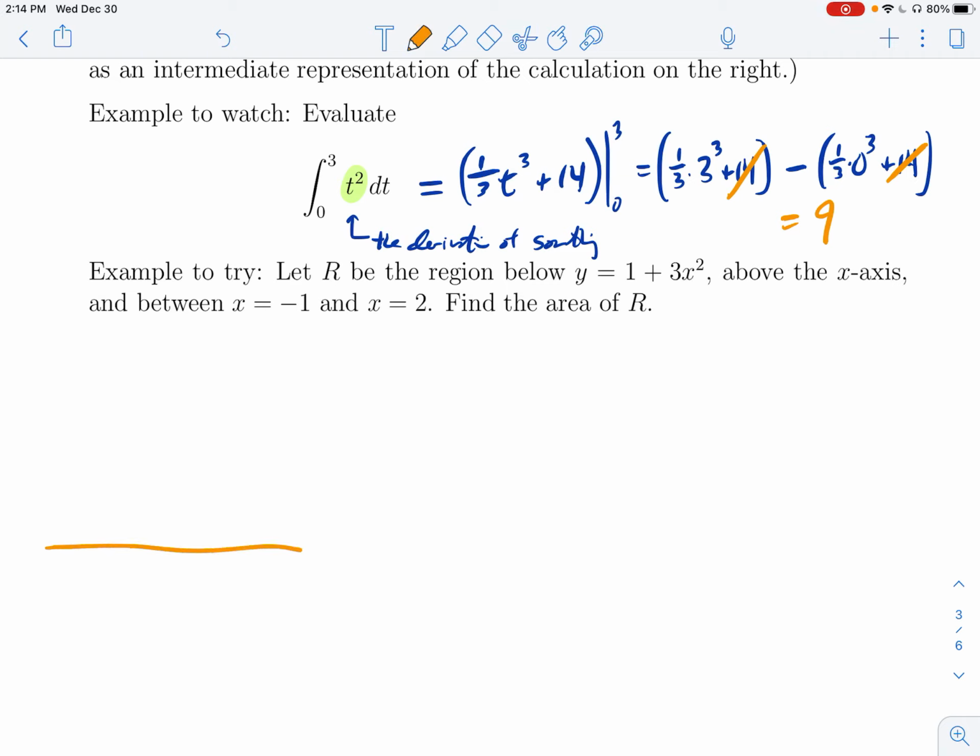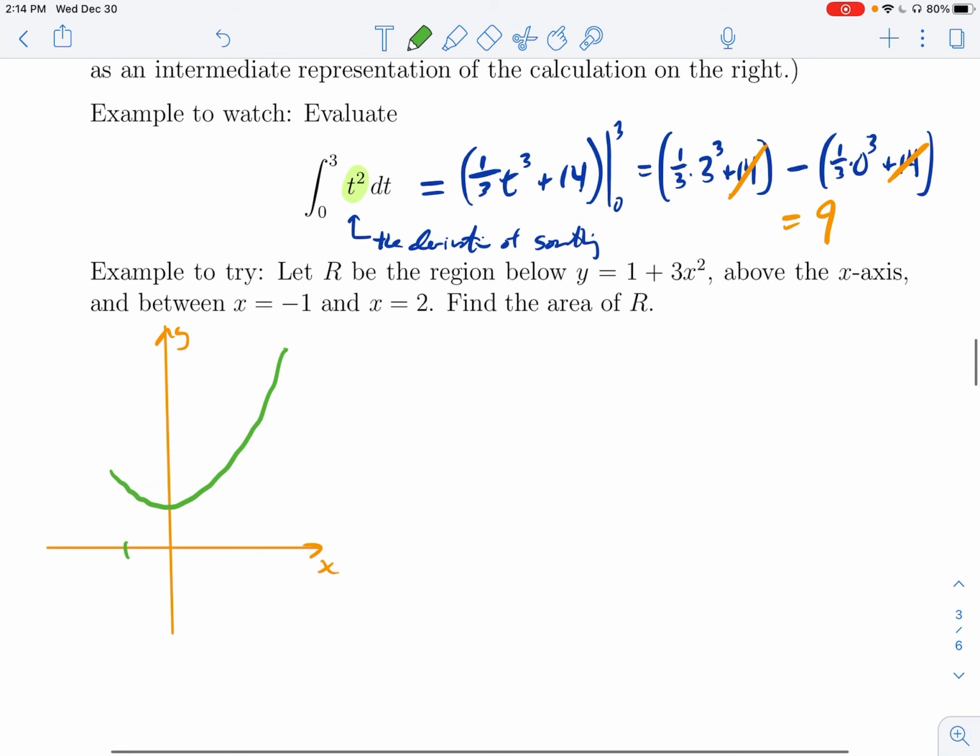So all we need here is a rough schematic to organize the problem. It doesn't have to be all that detailed. We know this is a parabola of some sort, and it has left-right symmetry. So, something like so. Don't overthink it. Here's -1, here's 2. So R is this region. This is just a schematic. I don't need a lot of detail. I just want to understand what's going on.